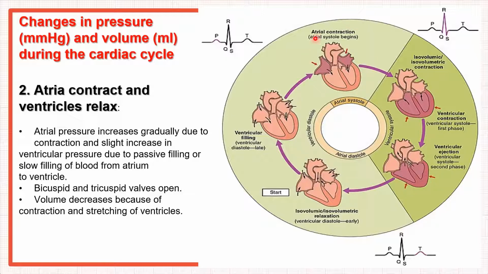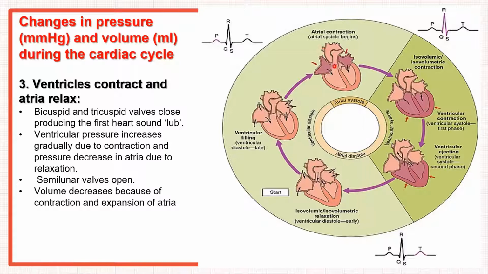So this is what we call as atrial contraction, ठीक है, but at the same time ventricles are relaxing, ठीक है, so ventricular relaxation का पूरा phase है that you're looking at here, the lighter green portion. So atrial pressure increases gradually due to contraction, ठीक है, and slight increase in ventricular pressure due to passive filling, ठीक है, then tricuspid and bicuspid valves open, volume decreases here, ठीक है, because of contraction and stretching of the ventricles here, ठीक है, but pressure here in the atria increases. So this is what happens, ठीक है, because we have to talk in terms of changes in pressure and volume. So this much about the atrial contraction.